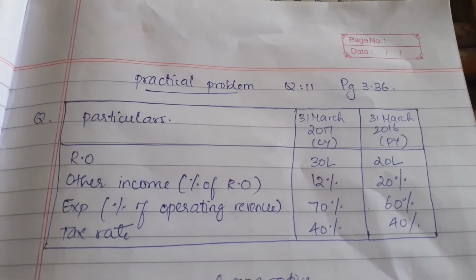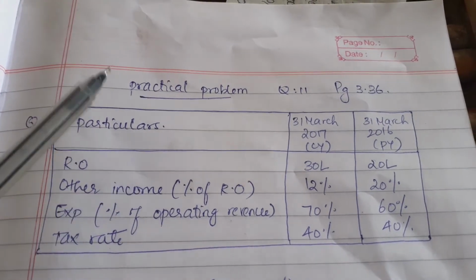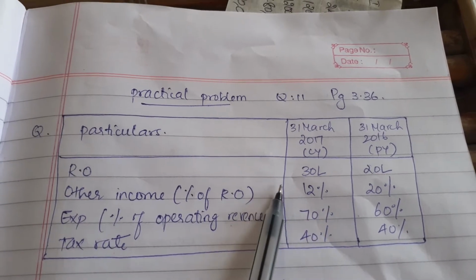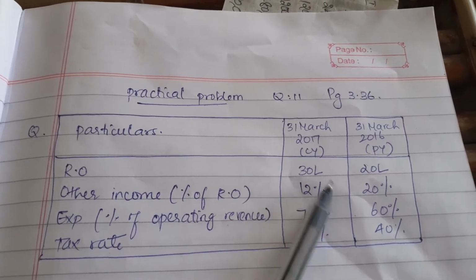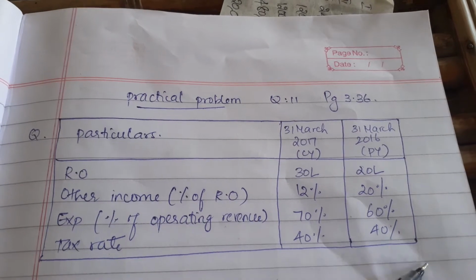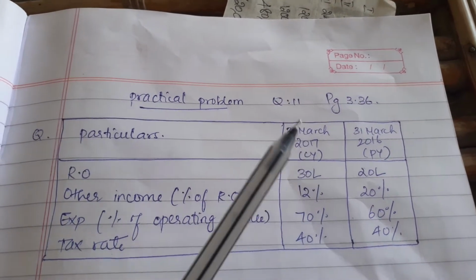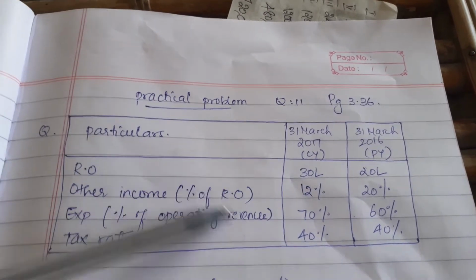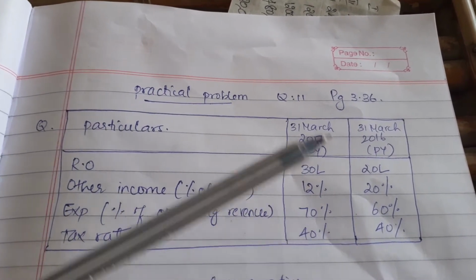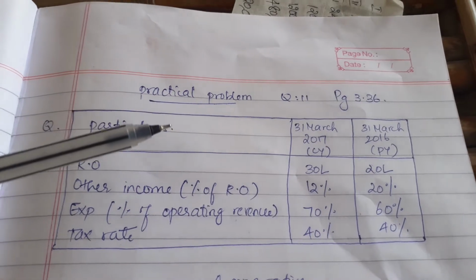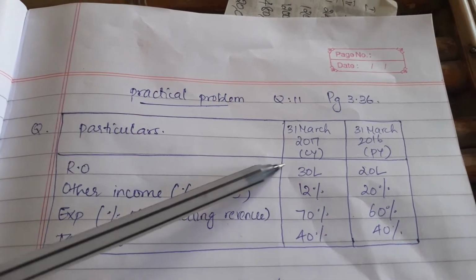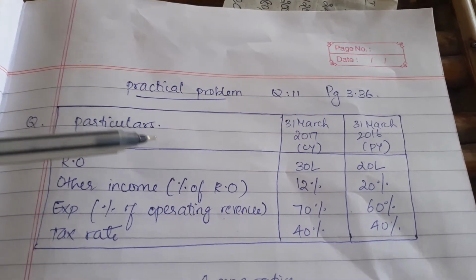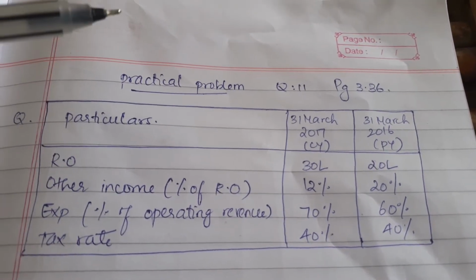This example is a bit different from all other problems. Why? Because in all problems you'll normally be given your values, I mean 30 lakh, 20 lakh, everything in terms of rupees. But here in this problem only your revenue from operation amount is given, others are expressed as a percentage of revenue from operation. Everything is given in some percentage and the instruction is given in your brackets. So let's solve it.